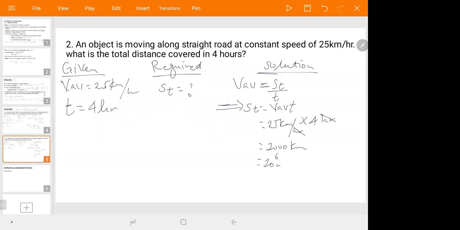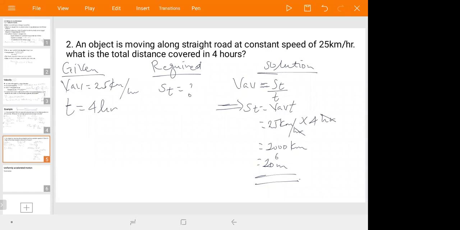10 to the power of 6. 1 million. 1 million meters. So if two of them are given for you, you can calculate the third. Do you have a question?